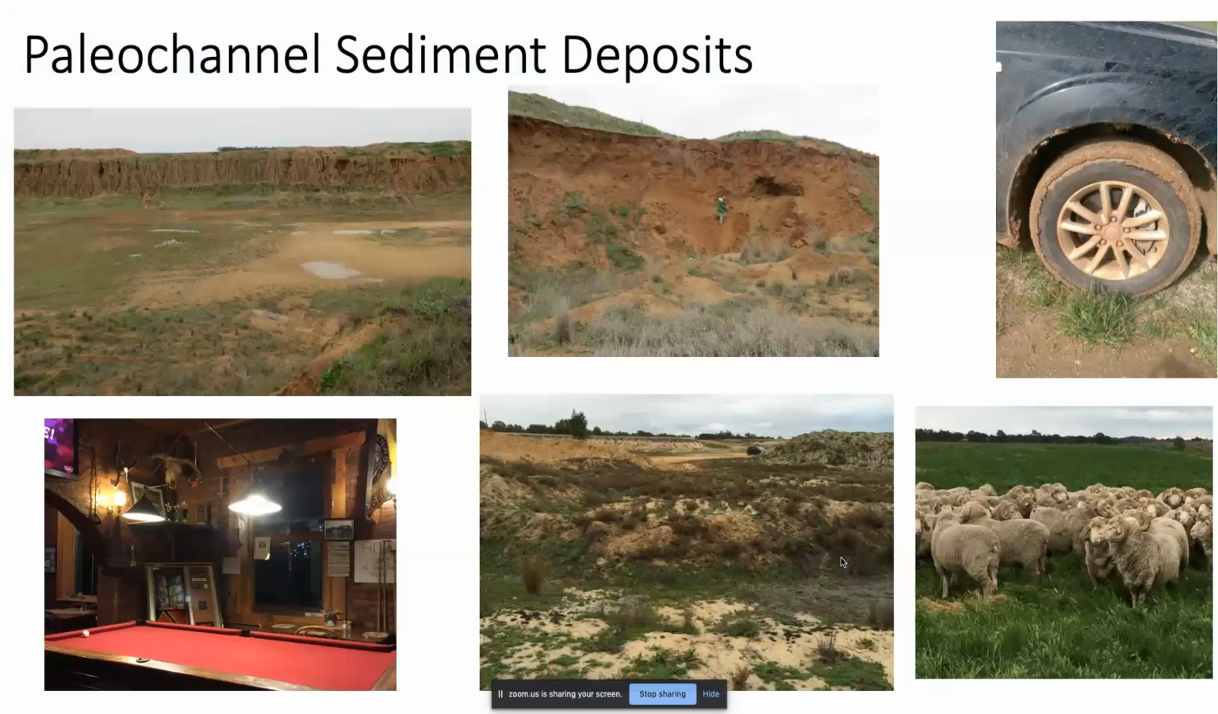And here's some more paleo channel deposits. It was a really great experience. I went out there twice, about 5 days each. So the field campaigns were a lot of fun. We saw a lot of sheep. We did a little bit of drinking in the bar. We met some locals. We got stuck in the mud. I had a really good experience with a good mate of mine.